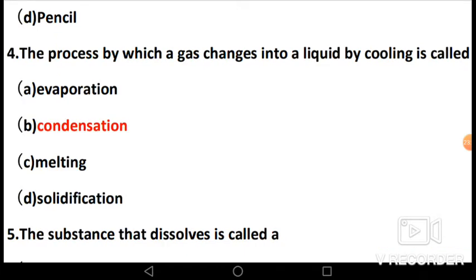The process by which a gas changes into a liquid by cooling is called, the answer is condensation, because condensation is the process by which water vapor in the air is changed into liquid form.